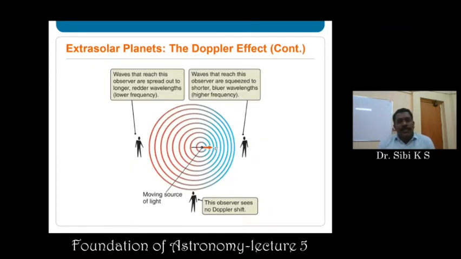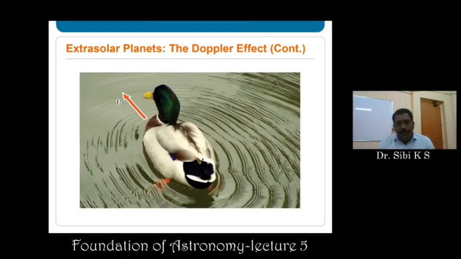So the waves that reach the observer on this side are spread out to a longer, redder wavelength, and the waves that reach this observer, the observer on the right side, are skewed to the shorter, bluer wavelength, that is higher frequency. And the observer in the middle doesn't observe any Doppler shift, which I can demonstrate with a video.